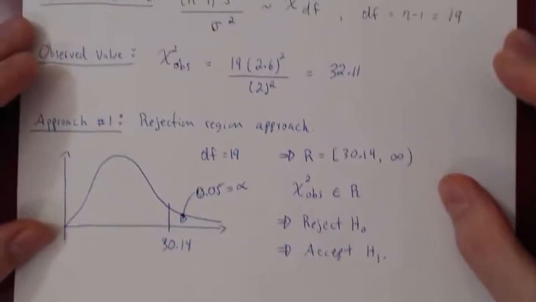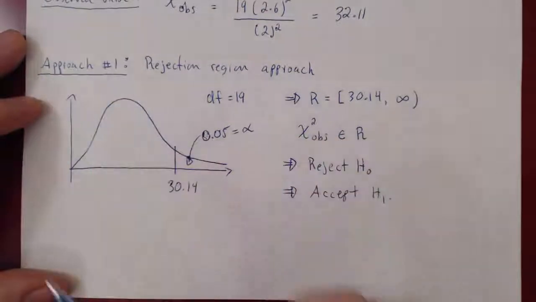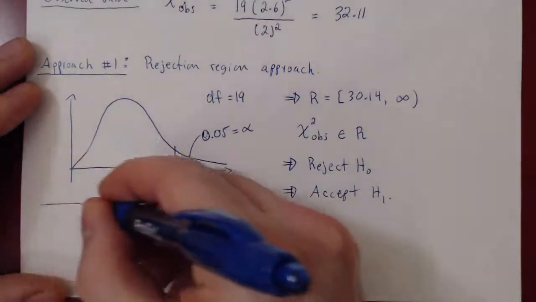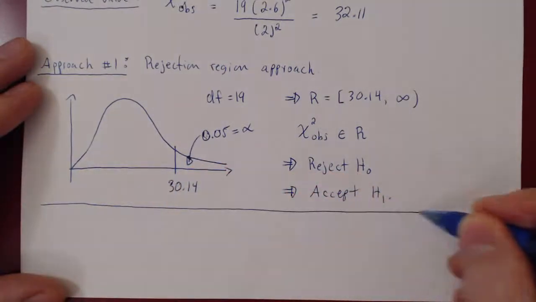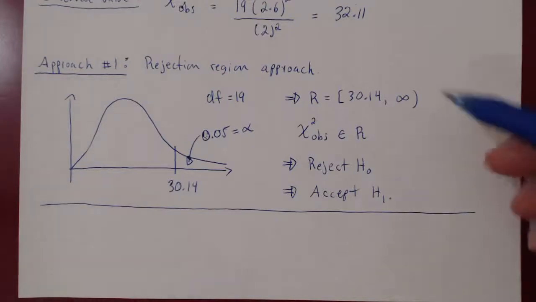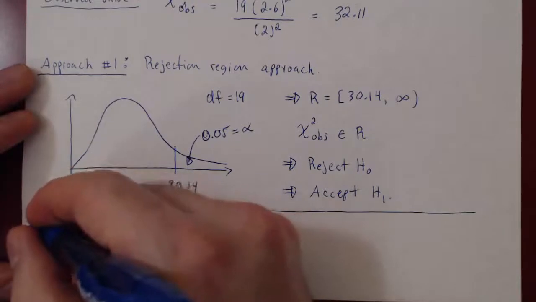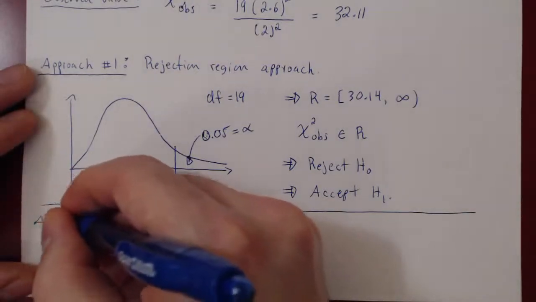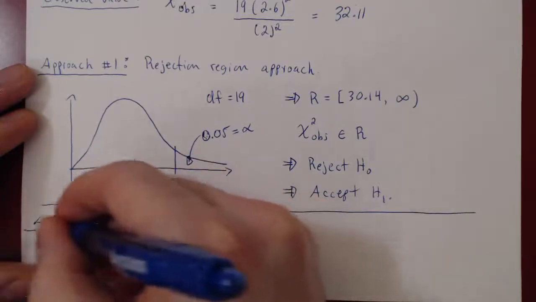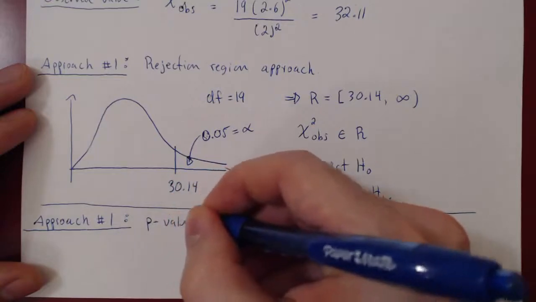Let's solve the problem now using the equivalent second approach, called the p-value approach. And I'll squeeze it here because you'll see how short it is and why it is equivalent to the rejection region approach. Personally, I prefer this approach, but choose whichever one you prefer. This is the so-called p-value approach.